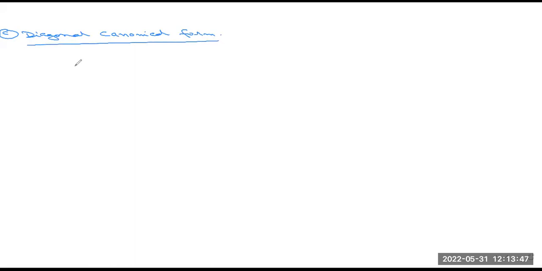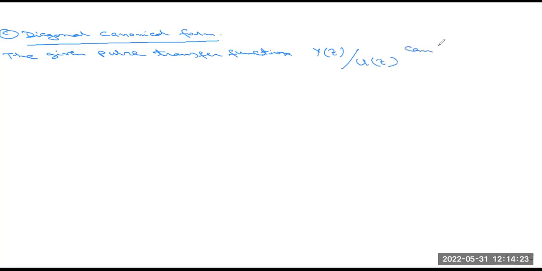Okay, so the given pulse transfer function, that is (z + 1) / (z² + 1.3z + 0.4). We have to express Y(z)/U(z), which can be expanded as follows.